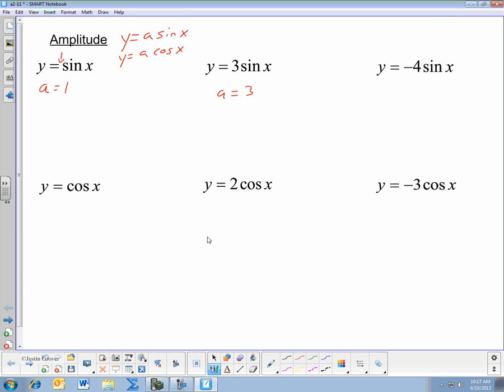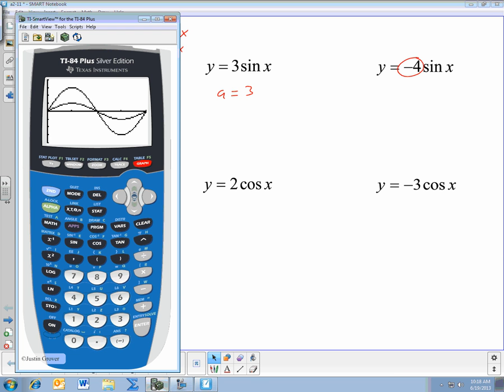In this next example, we see that the coefficient is -4. Let me type this in, because there are 2 things I want to point out about this particular graph. First of all, I'm going to type in -4 sine x. The first thing you're going to notice is that the graph is kind of upside down, and that's what happens when your a is negative. When the coefficient of your function is negative, it kind of opens upside down. Instead of going up first, it goes down first.